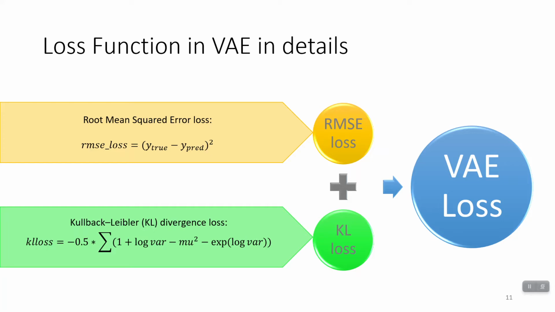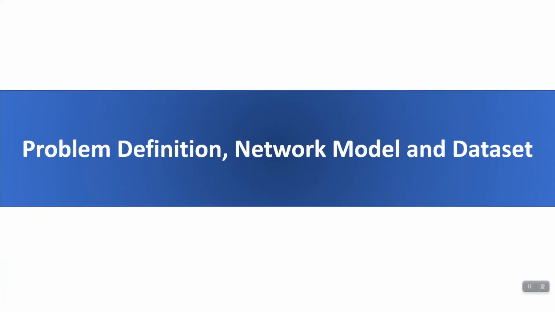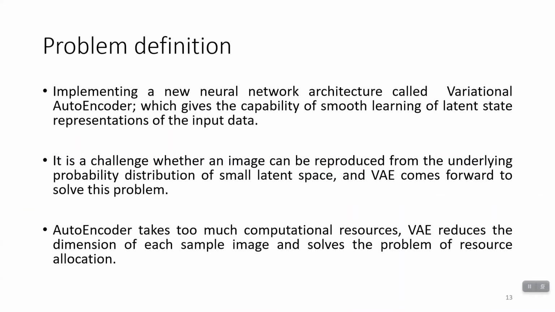Here, we require both the RMSE loss and also one extra component, which is KL divergence. KL divergence is a way of measuring how much one probability distribution differs from another. In a VAE, we want to measure how different our normal distribution with parameters mu and logvar is from the standard normal distribution. We aim to implement a new neural network architecture called Variational AutoEncoder, which gives the capability of smooth learning of latent state representation of the input data.